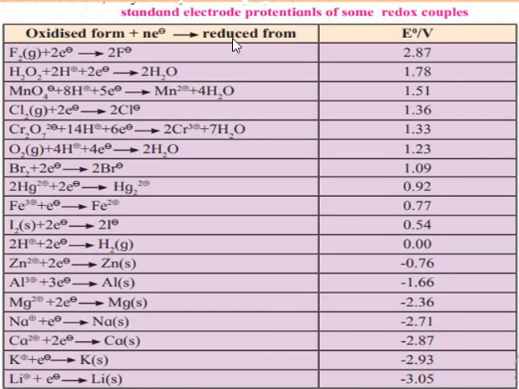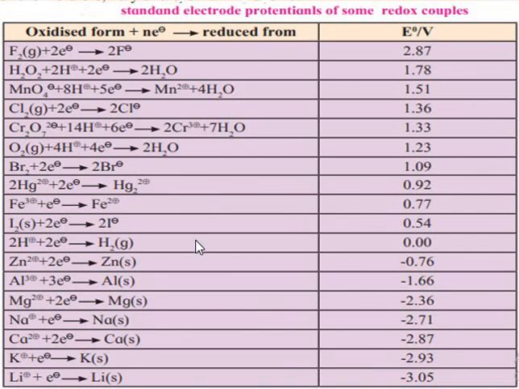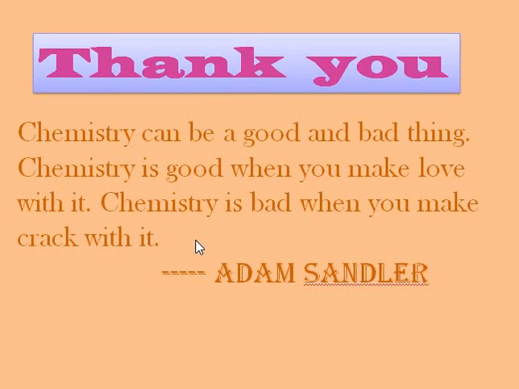This is the last point, the standard electrode potential of some redox couples. This is an arrangement of the electrodes in their decreasing order of standard reduction potential. This series is also called the electrochemical series. Here the topic is completed. Thank you.